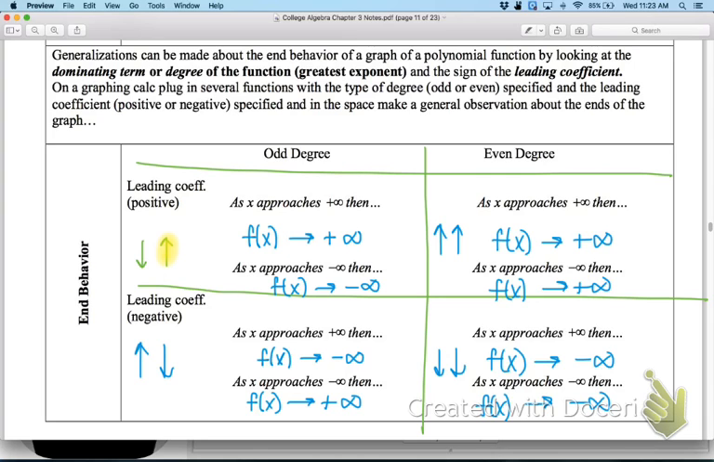All right, so there's a summary of the characteristics that we're going to use as we look at our polynomials.